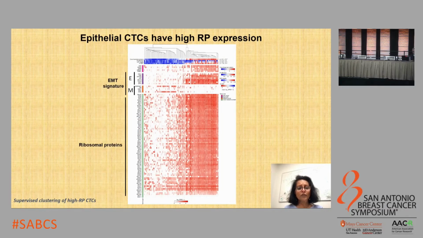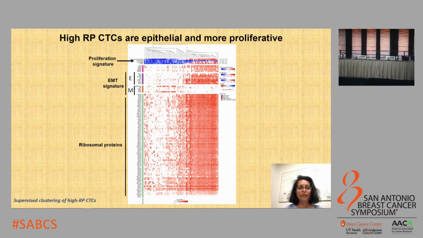We also observed that the CTCs with increased expression of mRNAs coding for structural ribosomal proteins were more epithelial compared to their counterpart. The CTCs also had increased proliferative signatures, that is, the ones that expressed increased levels of mRNAs coding for these structural ribosomal proteins. They also had increased levels of E2F targets, which are required for DNA replication, cell cycle progression, and DNA damage responses in cells.